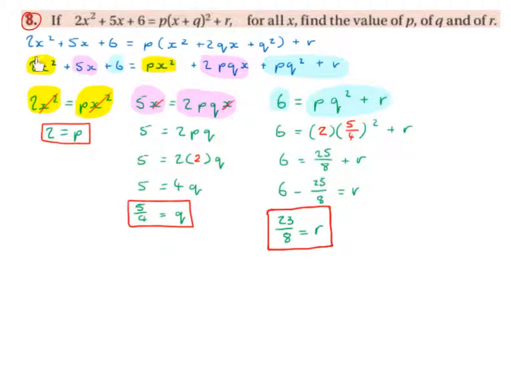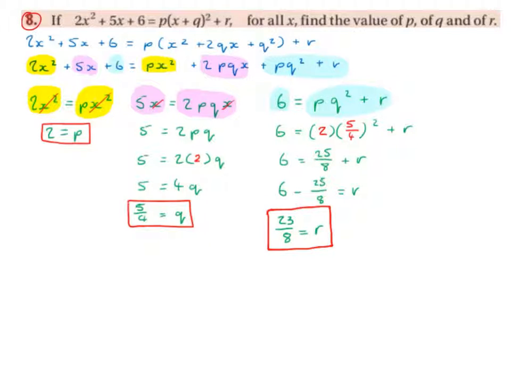So the 2x squared and the px squared have x squareds stuck onto both of them. So we're going to let those equal each other. So we've got 2x squared equals px squared. We'll cancel out the x squareds. We're not interested in those. So we have 2 is equal to p.